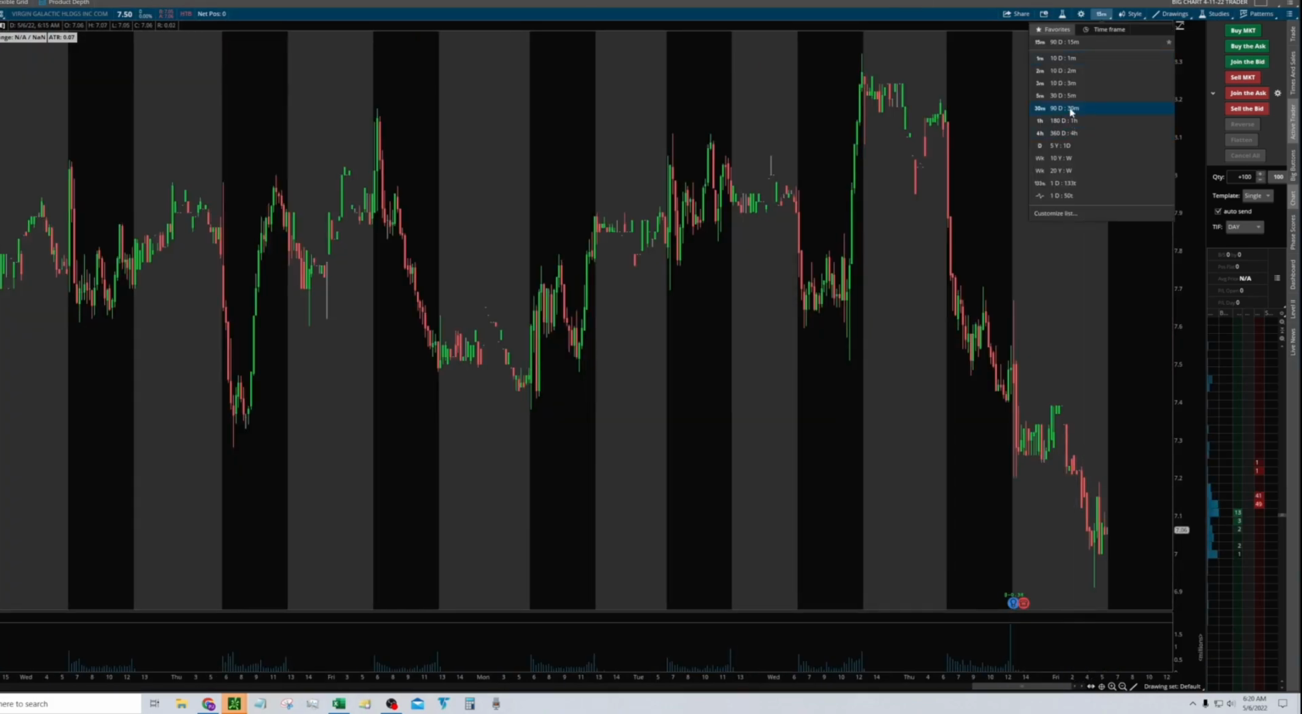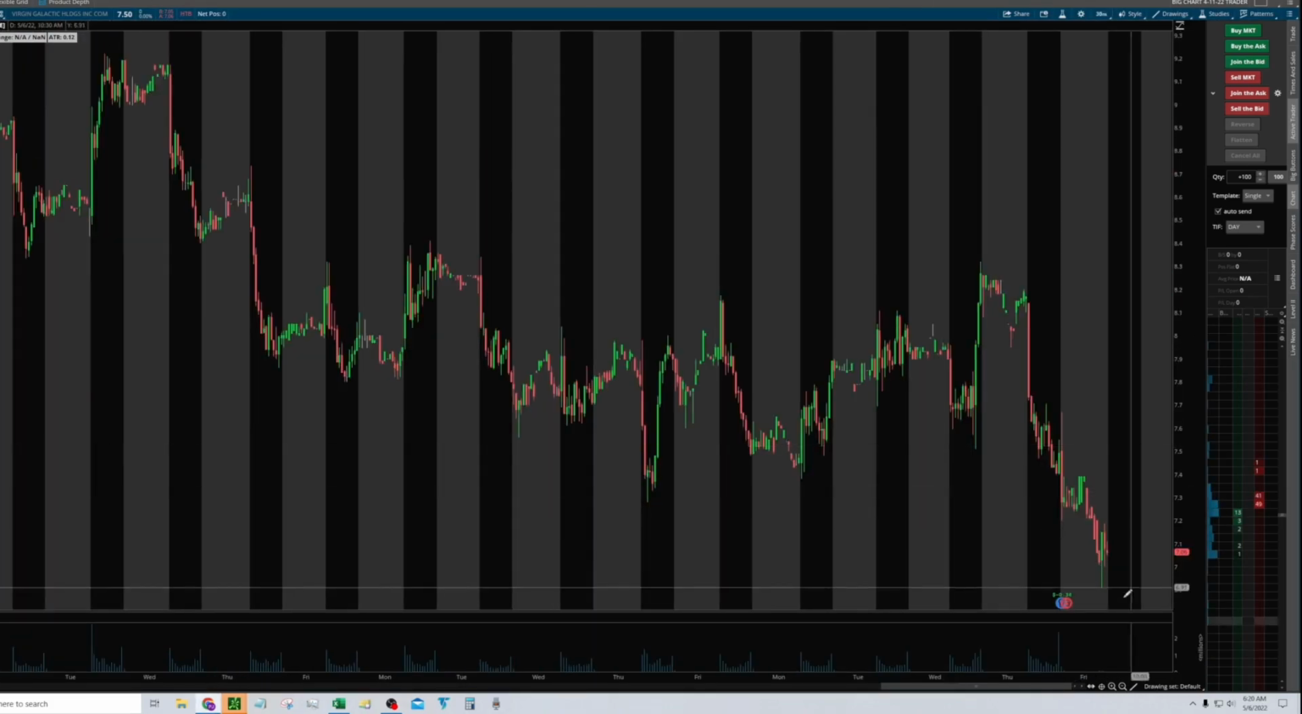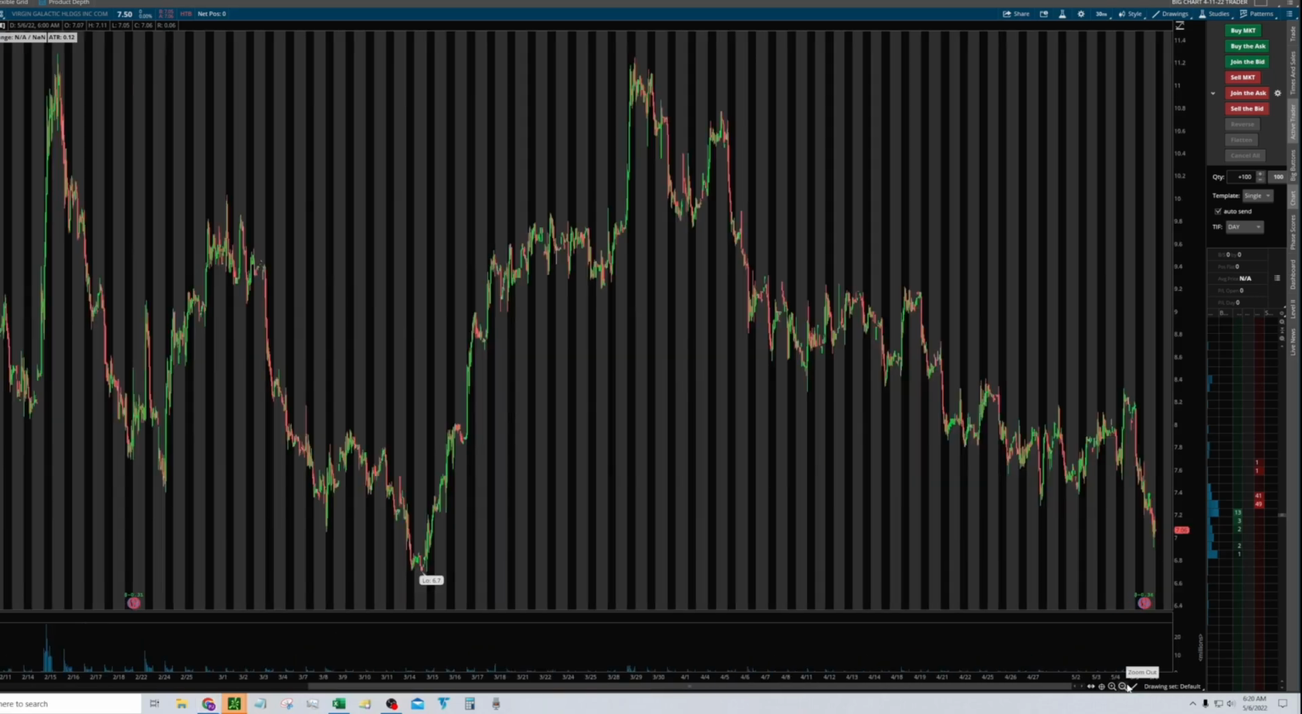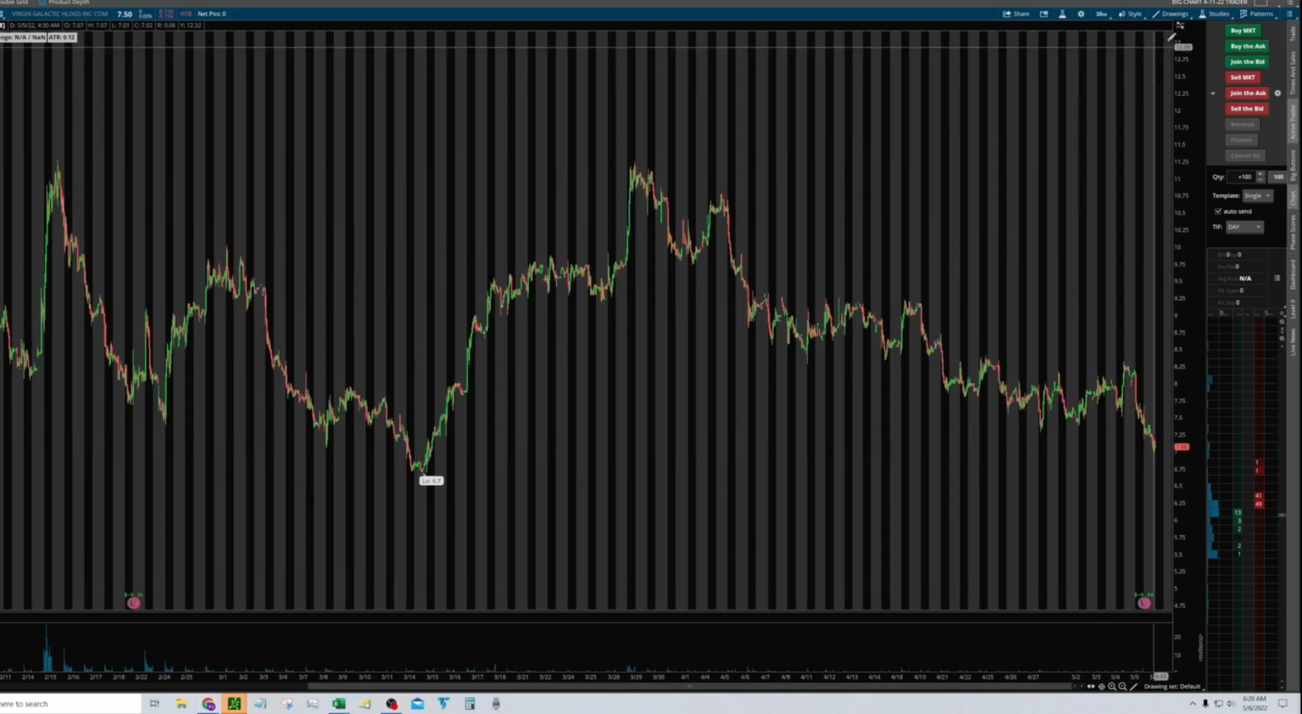Let's look at one more. This is Virgin Galactic Holdings, SPCE. This is a 30-minute chart, and we can see obvious support right there at 6.70. That's the lowest the stock's ever been, and it's fairly easy to see here that we're going to expect some sort of support in that 6.70 area.